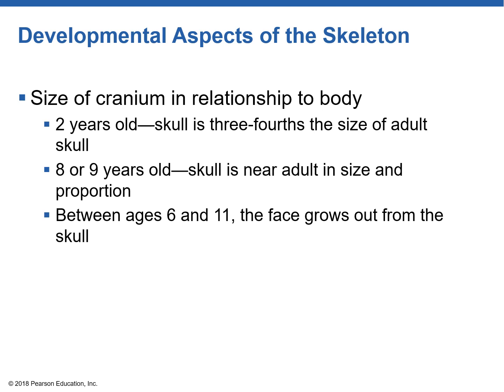The size of the cranium changes as the baby grows. Starting at 2 years old, the skull is about 3/4 the size of an adult skull. Between 8 and 9 years old, the skull is near adult size, but between ages 6 and 11, the face grows out from the skull, which is where you see the nose protrusion, the mandible starts to come down, and the teeth start to form.